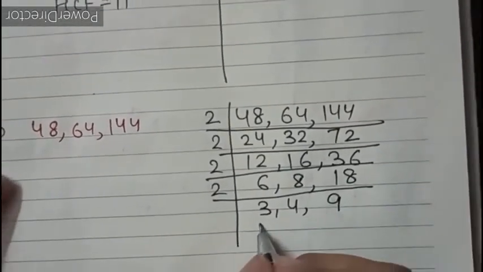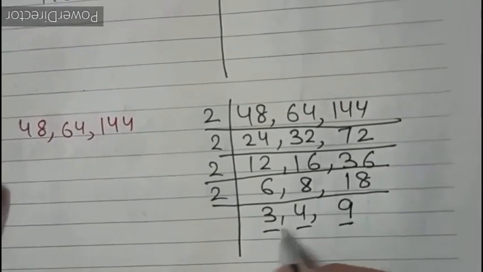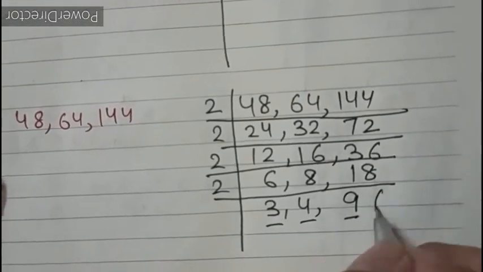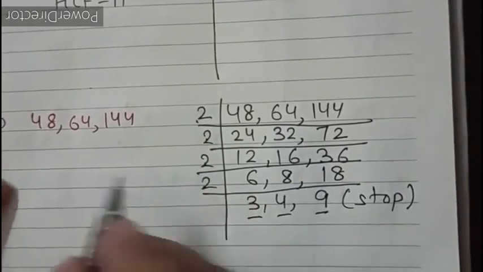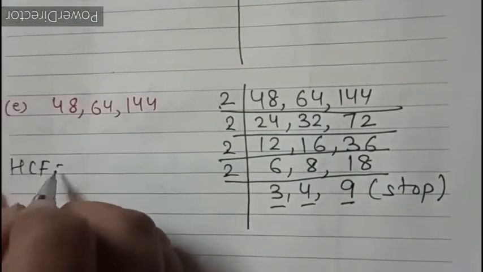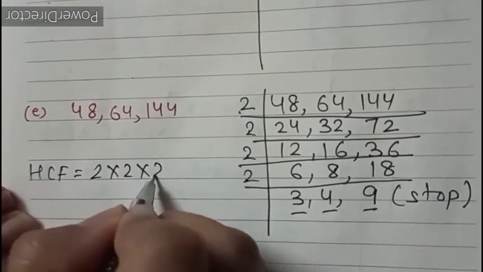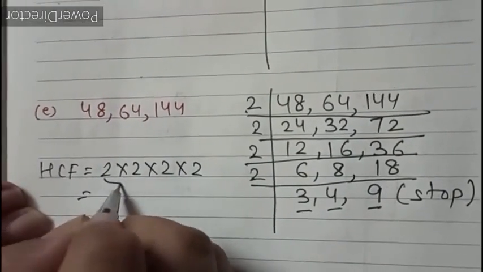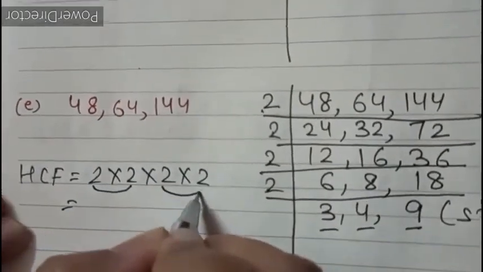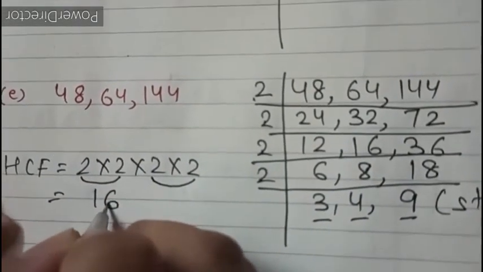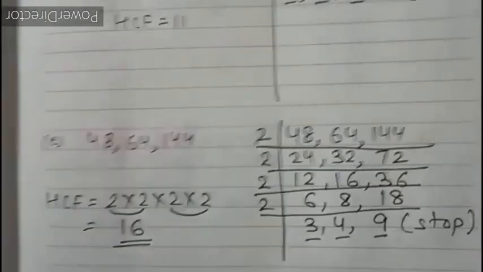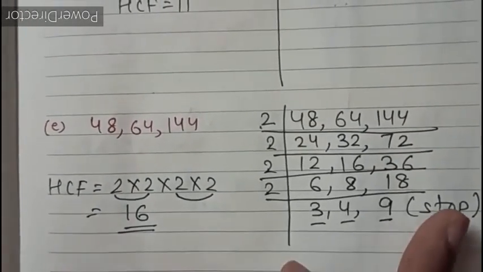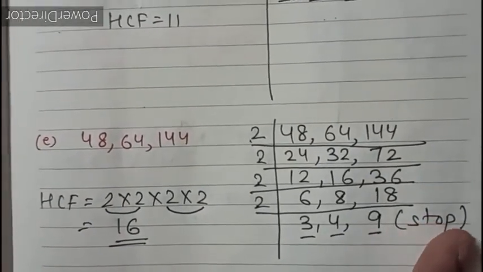And now we have reached a stage where these do not have a common factor, so we will stop. And 1, 2, 3, 4. So the HCF is the product of 4 times 2. 2 2s are 4, 4 2s are 8, and 8 2s are 16. This is your answer.